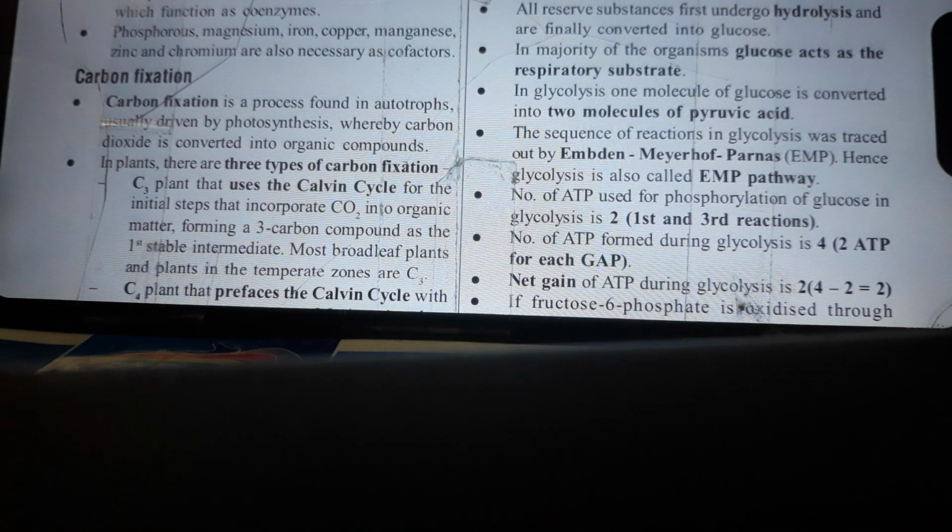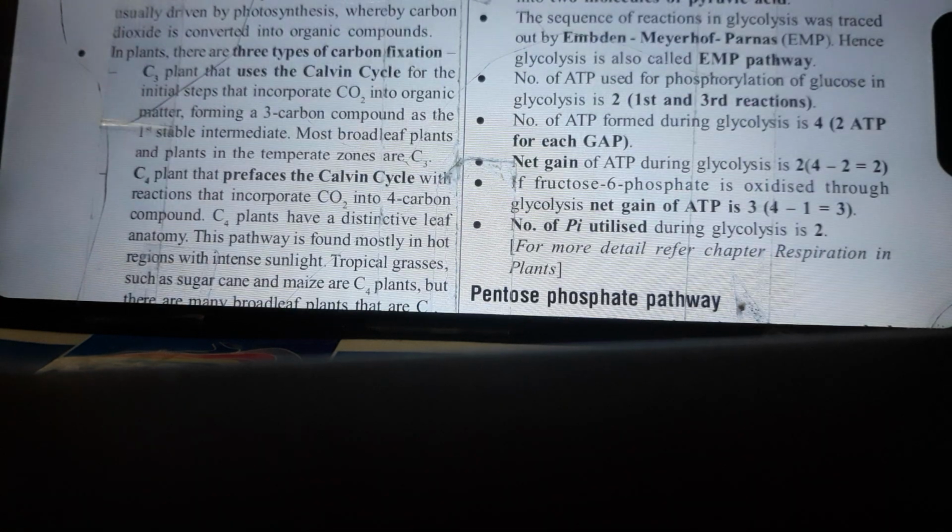The sequence of reactions in glycolysis was traced by Embden, Meyerhof, and Parnas, hence glycolysis is also called the EMP pathway. The number of ATP used for phosphorylation of glucose in glycolysis is 2. That's the first and third reactions.